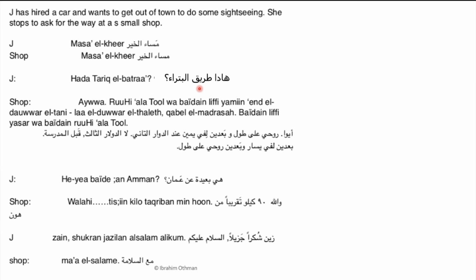Here we've got another dialogue similar to the previous one, while you drive in the Middle East. If you're driving and doing some sightseeing, and you are not sure if you're on the right road, here are a couple of phrases you might need to know. Depending on the time of day, here we've got Masa al Khair, which means good evening. The shopkeeper replies, Masa al Khair. Jay says, هذا طريق البتراء? Is this the road to Petra?